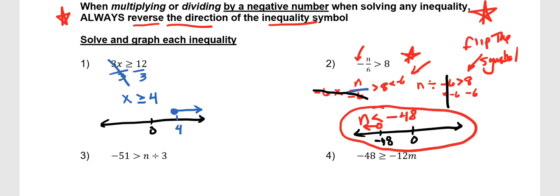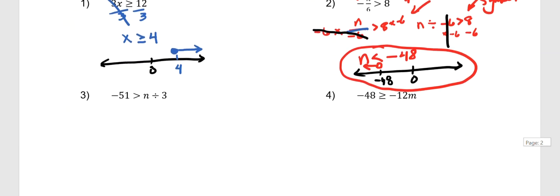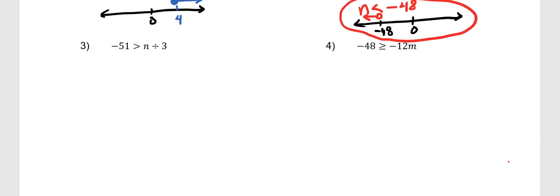Okay. So let's take a look and see if either of these two remaining problems requires us to multiply or divide by a negative before we even get into the problems. So this next problem, it looks like I'm dividing by positive 3. So to undo that, I'm going to have to multiply by positive 3. So is that requiring me to flip the symbol? Definitely not, because I'm multiplying not by a negative, I'm multiplying by a positive. So we don't have anything to worry about there.